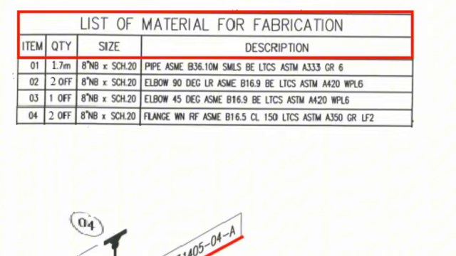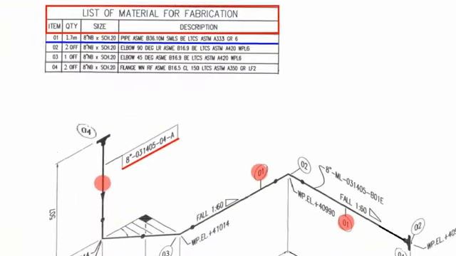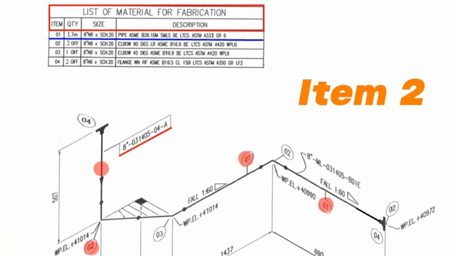Item number 1, the quantity is 1.7 meters, size is 8 inch, schedule 20, pipe, ASME B36, seamless, low temperature carbon steel material, ASTM A333 grade 6. Item number 2 is shown in two places of this pipeline drawing. Let's look at the material list.